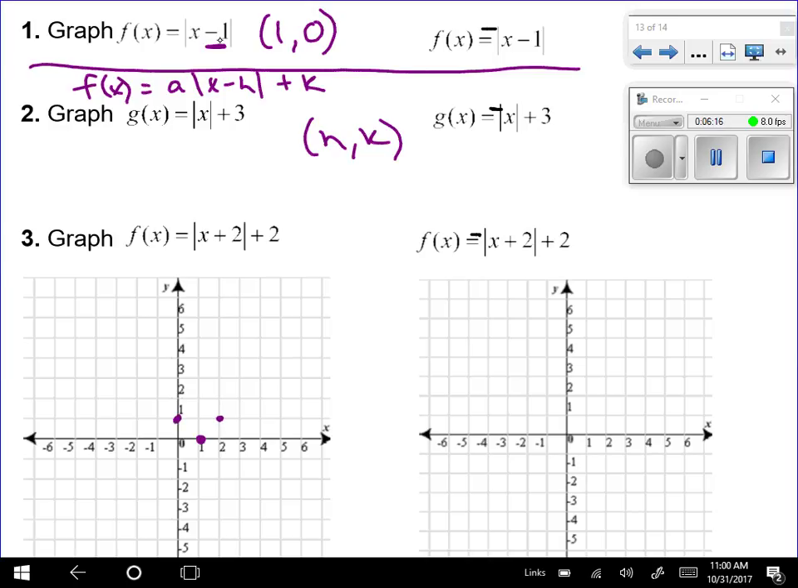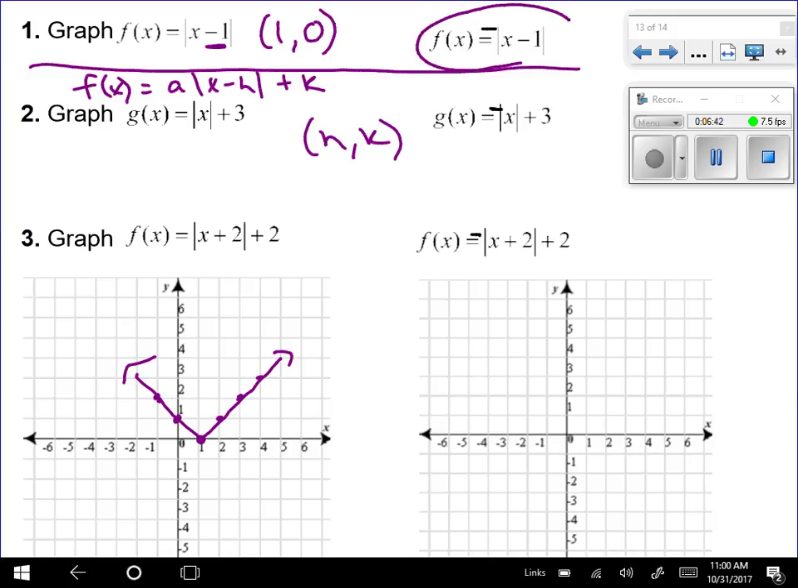So 0 minus 1 is negative 1. The absolute value of negative 1 is 1. 2 minus 1 is 1. The absolute value of 1 is 1. So you can go out to 3. You can go up by 1. So each time you're going over 1, up 1. Our slope is 1 over 1. So this would be our graph right there for number 1.